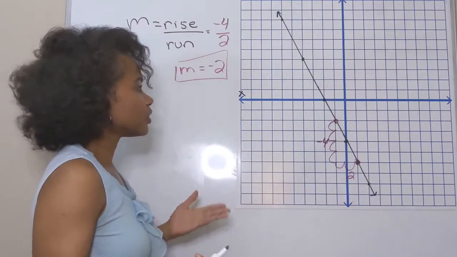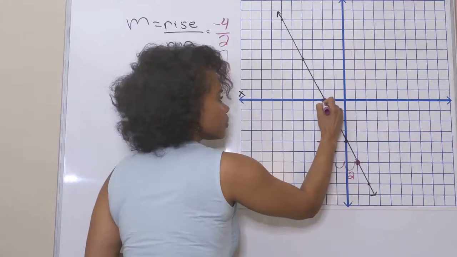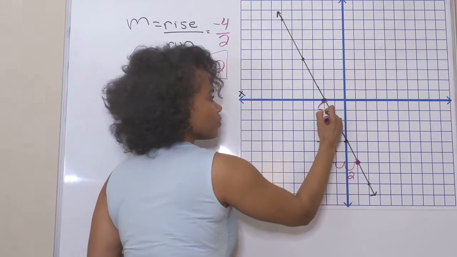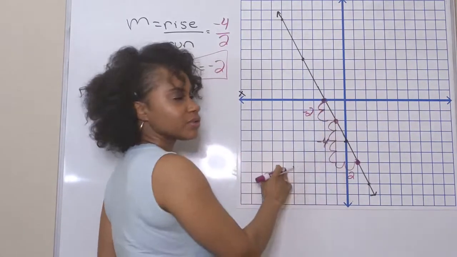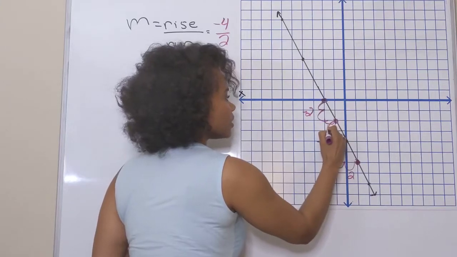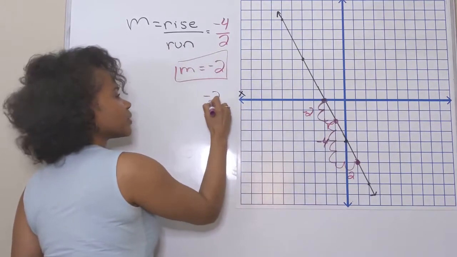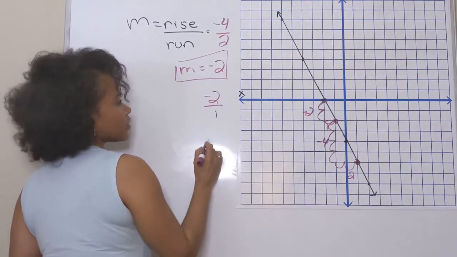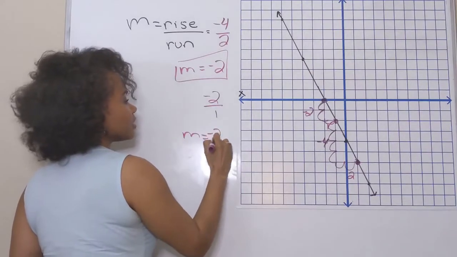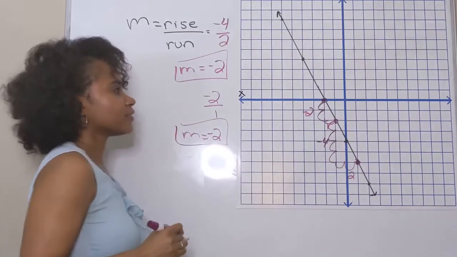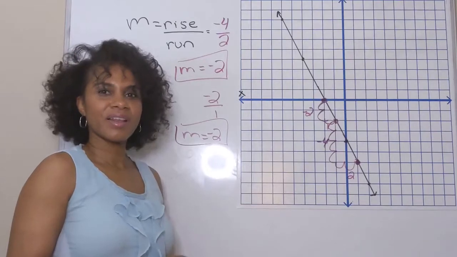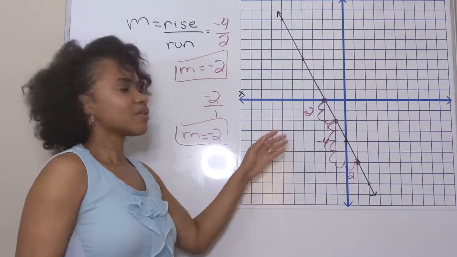Again, I could pick any points. If I would have chosen this point and this point, I would go down 1, 2, negative 2, over 1. And that will still give me negative 2 over 1. And that reduces to, again, just negative 2. So that is how you find the slope of a line on a coordinate grid.